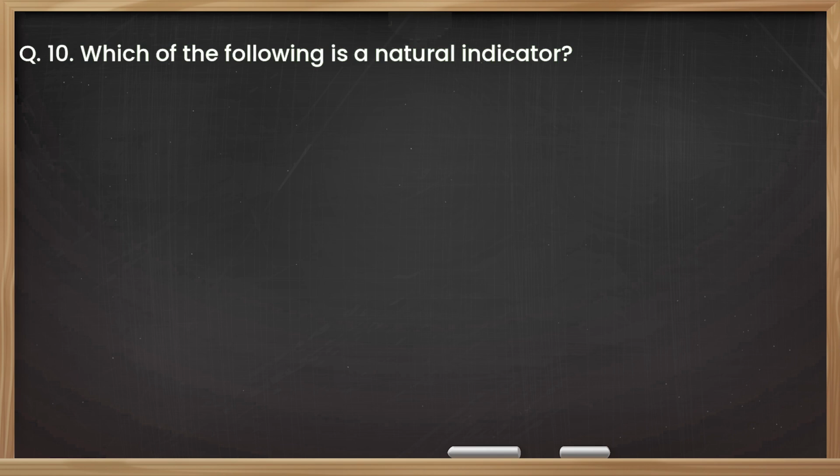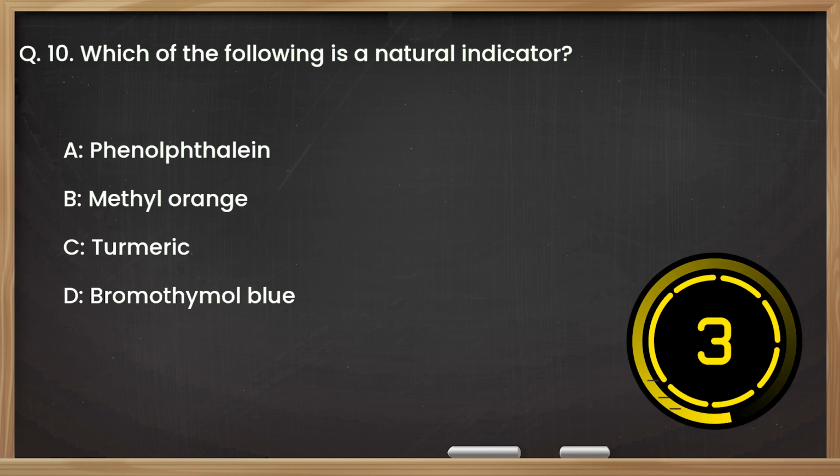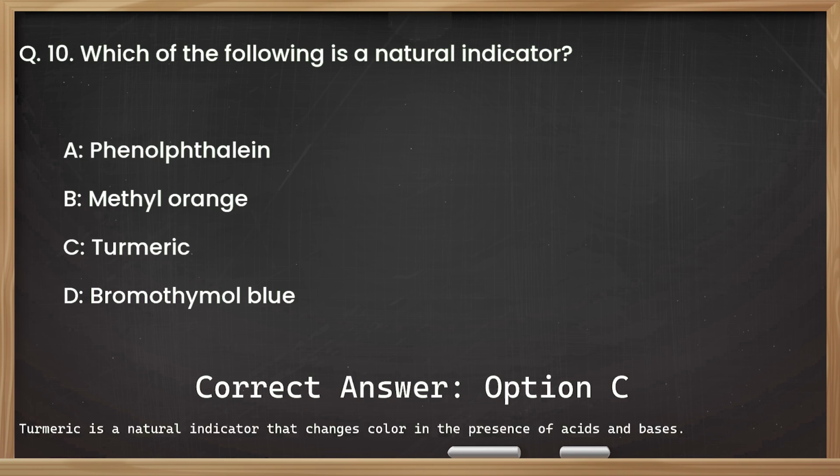Question 10. Which of the following is a natural indicator? Option A, phenolphthalein. Option B, methyl orange. Option C, turmeric. Option D, bromothymol blue. You have 5 seconds to answer the question. The correct answer is option C, which is turmeric. Turmeric is a natural indicator that changes color in the presence of acids and bases.